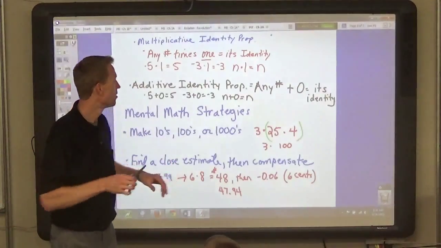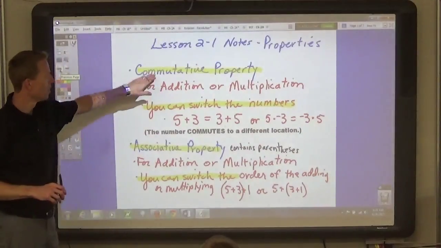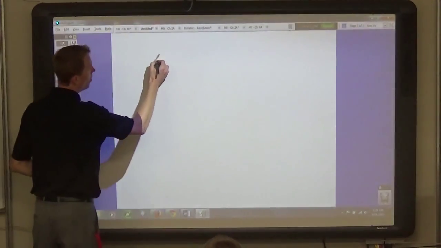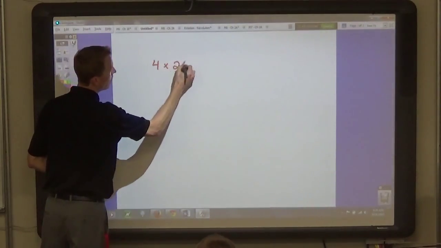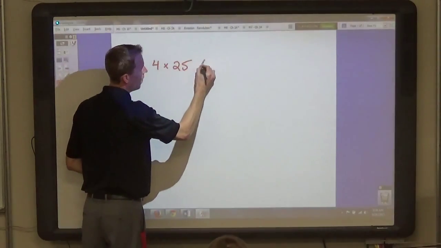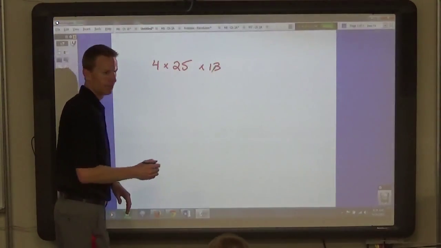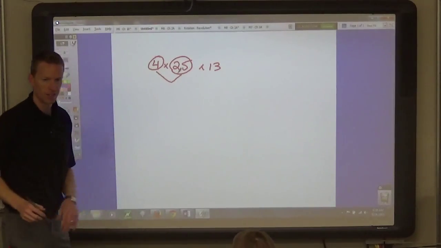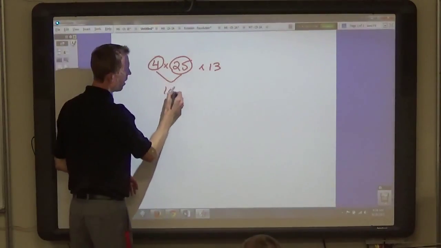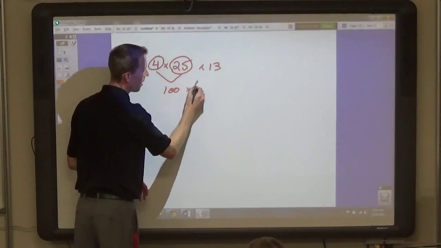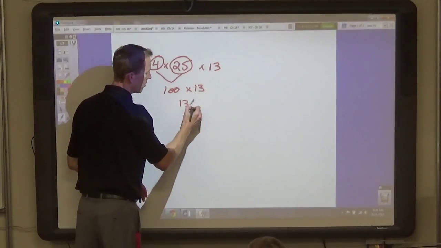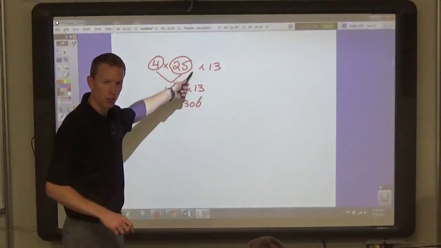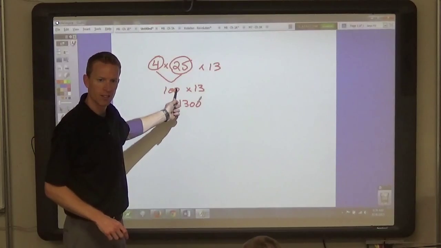So by knowing that we can switch the order of the numbers using the commutative property, on the first one, you can do 4 times 25 first, and then times 13. So I want you to circle 4 and 25 on number 1, and write 100, and then write times 13 is 1300. You have to circle 4 and 25 and write 100.